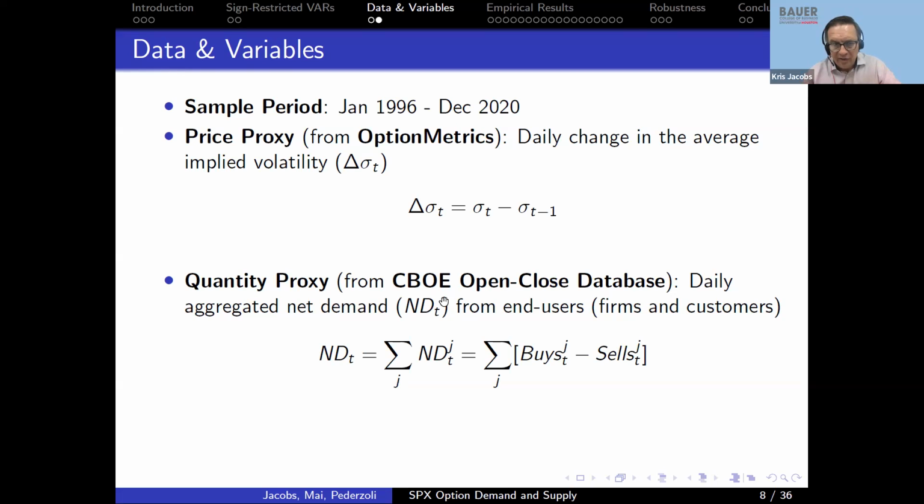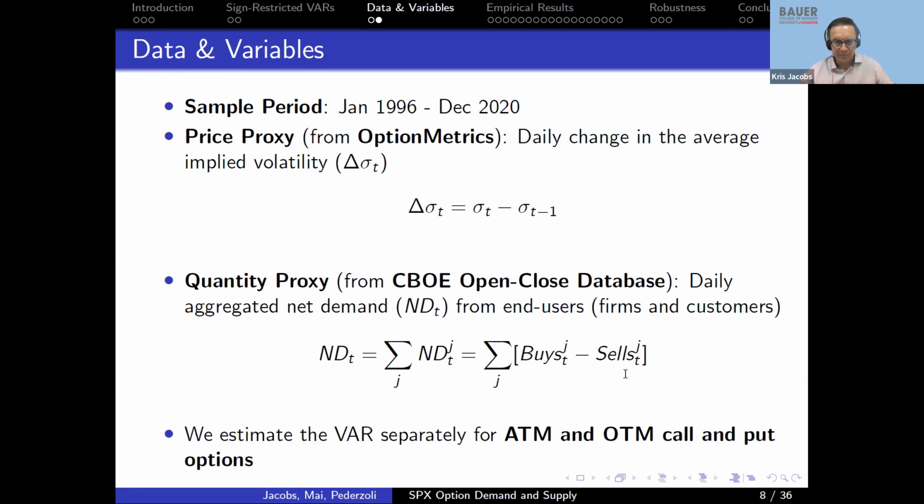Now, what is not given is the way we're using the quantity proxy in our baseline. We're defining net demand as the sum of the buys minus the sells. People have used other definitions of this, for instance, where you divide through by the volume, and we have that in the robustness analysis. Does that change things? Yeah, it changes the results, obviously, but it does not change the big picture of what I'm going to tell you.